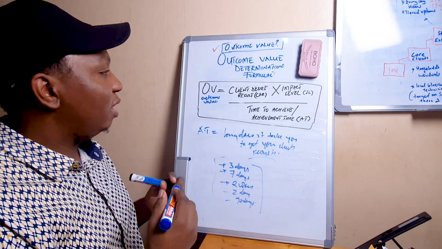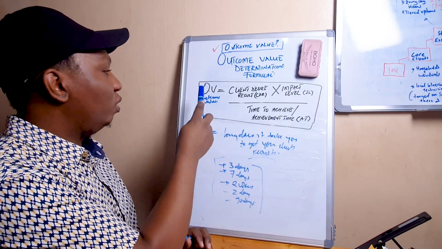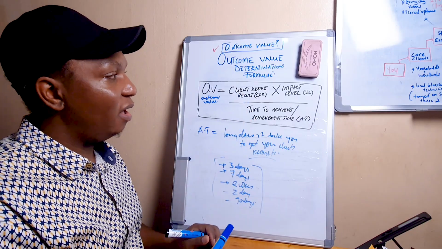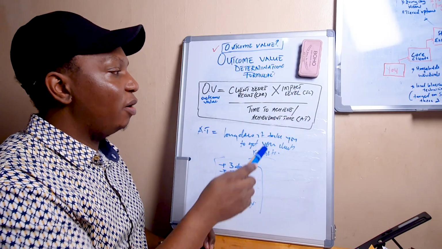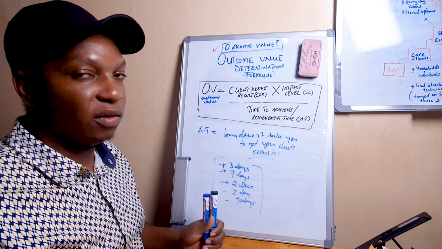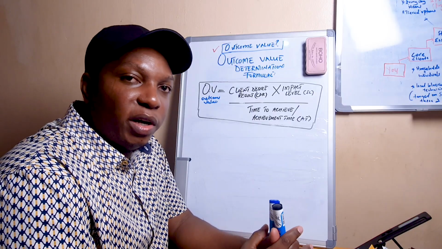Now I believe you know what all these parameters stand for. We know what outcome value is, we know what client desired results are, we know what impact level is, and we know what AT is, or time of achievement, or whatever you want to call it, achievement time. So now I want us to go through a practical example here.